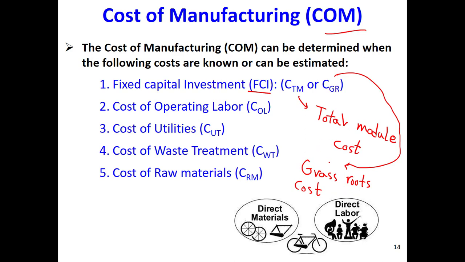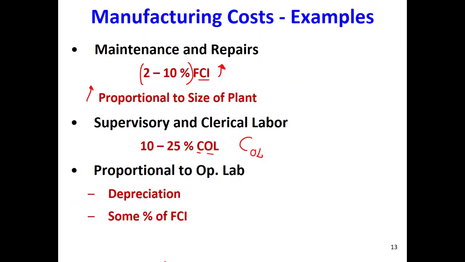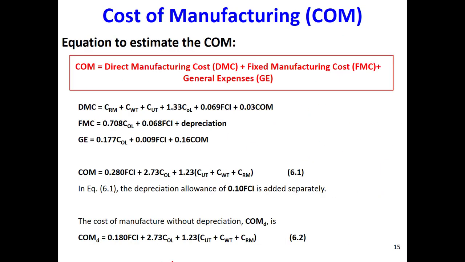For total module cost, we usually use the information from existing plants, and for grassroots, we usually use the information for the new plant, the new site, everything for the new project. Then we need the cost of operating labor, COL, the cost of utilities, the cost of wastewater treatment, and the cost of raw material. When we know all of them, we put them in this equation and we can find the cost of manufacturing.